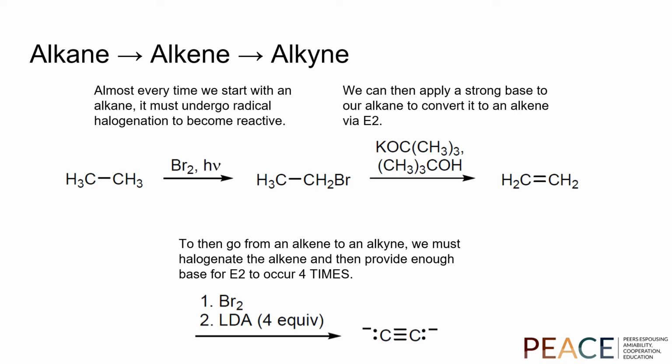Finally, to set us up to create our final alkyne, we want to first halogenate the alkene so that we'll end up with bromines on both carbons, which will then allow us to apply enough base for E2 to occur 4 times and create this funny looking molecule, which is 2 carbons that are triple bonded to each other and 2 nucleophilic carbons on both sides.